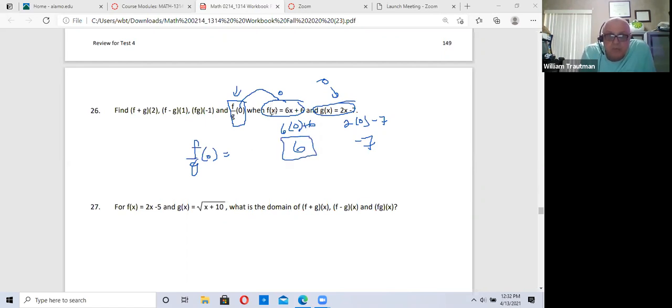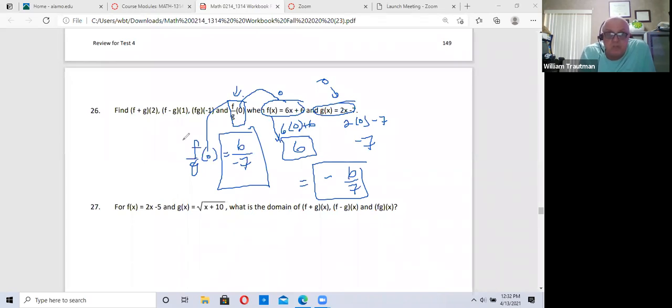This is f. 6, when you put a 0 in there, you get 6. g's on the bottom. When you put a 0 in there, you get -7. We're done. That's the answer. The answer is 6 divided by 7. Positive divided by negative is a negative. So you just say -6 over 7 is the answer. Find the answer for each one. When you put 0 in them, f goes on top. The answer to f goes on top. The answer to g goes on the bottom. And you have your answer.